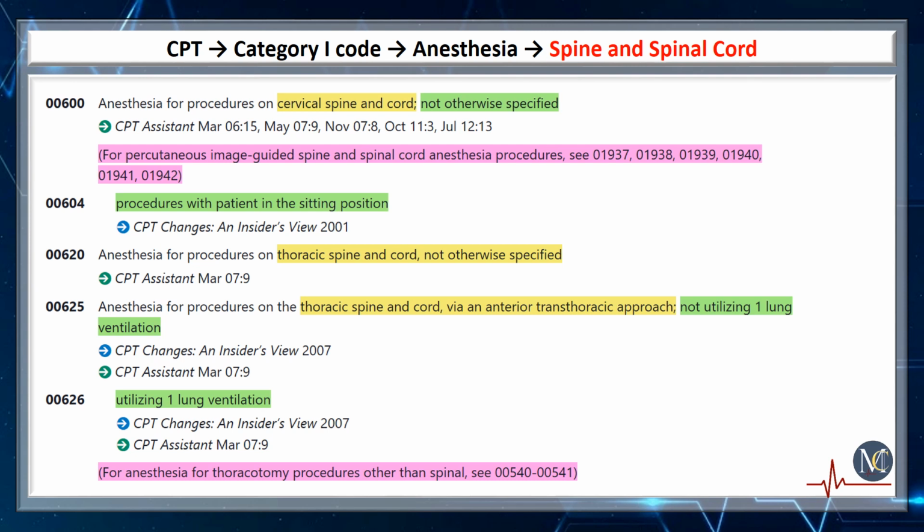Next code is 00625. Anesthesia for procedures on the thoracic spine and cord via an anterior transthoracic approach not utilizing one lung ventilation. Anterior transthoracic approach means the surgeon approaches the spinal column from the front of the spine. Next code is with utilizing one lung ventilation.